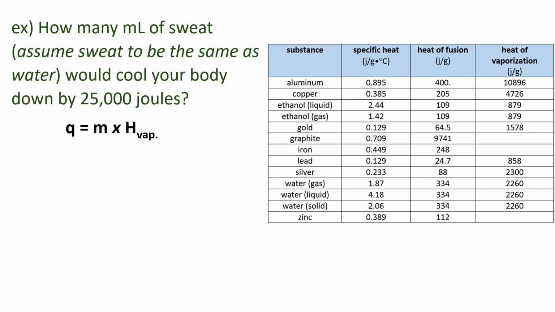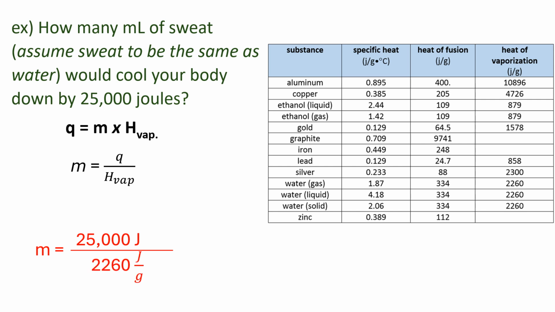It does that not by freezing or melting or anything like that. It does that by evaporating from your skin. So this is another vaporization problem. So it's going to be the same equation, same rearrangement, just a different Q value. So 25,000 this time, still dividing by 2260, and this time we get 11 grams, and of course a gram is equal to a milliliter with water, so it's 11 milliliters.